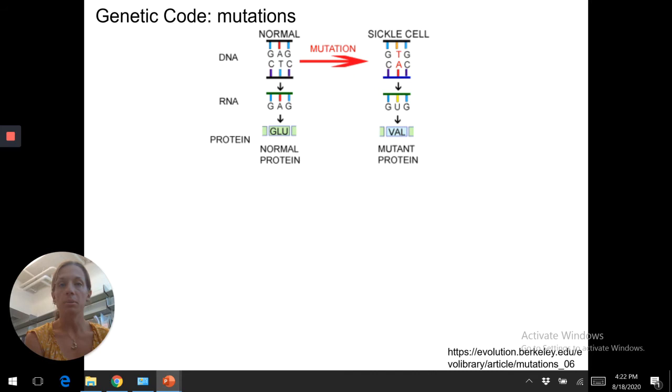So sickle cell anemia is something you may have heard of. It actually is such that a single copy of the sickle cell gene is actually somewhat advantageous to be heterozygous.